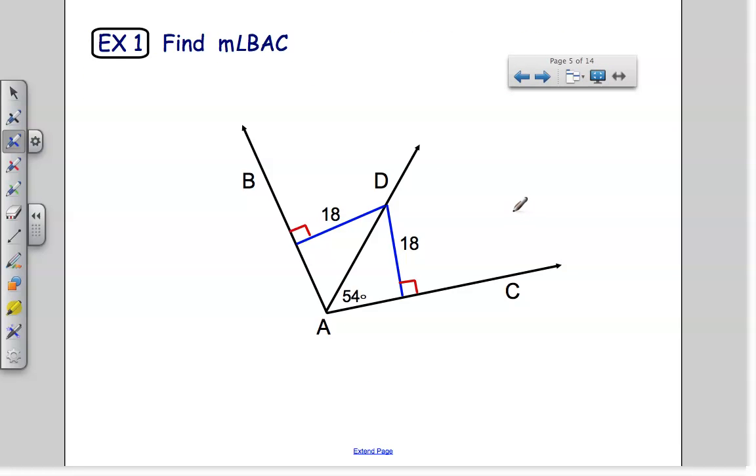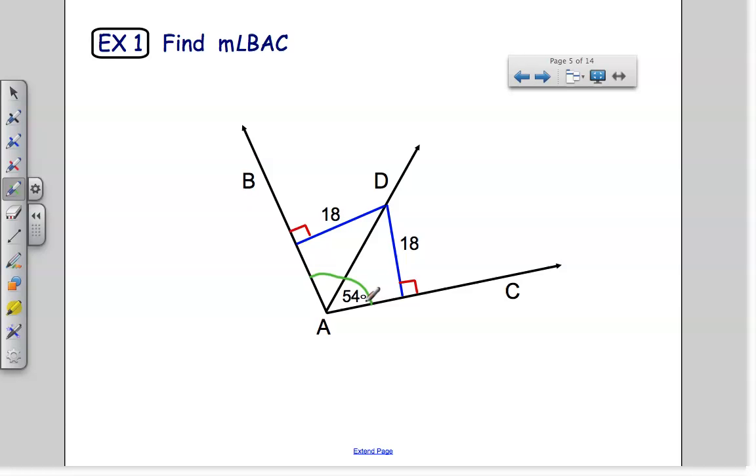Find the measure of angle BAC. Okay, where's angle BAC? B to vertex A out to C. Actually, angle BAC is this entire angle here. Now I know this angle here is 54 degrees. Angle DAC? How can I find angle BAC?